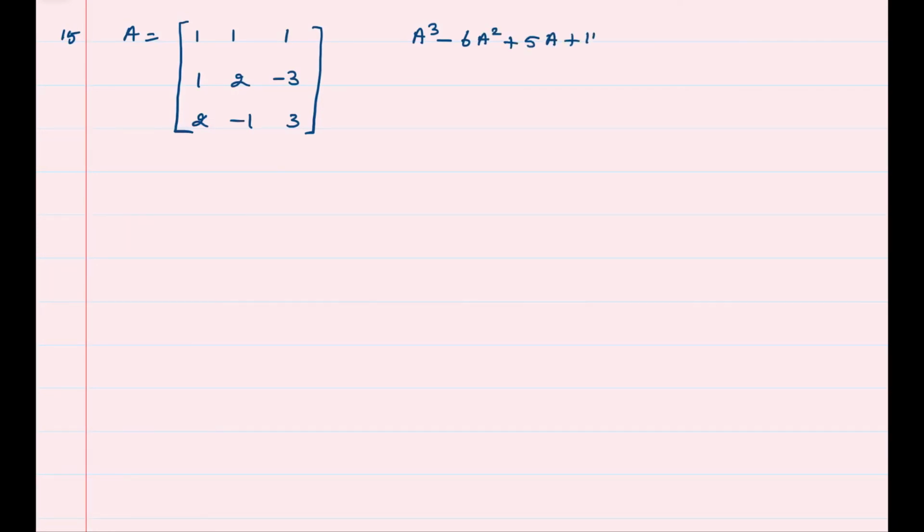Question 15. For the matrix A, show that A cube minus 6A square plus 5A plus 11I equal to 0. Hence, find A inverse. We will find A square.